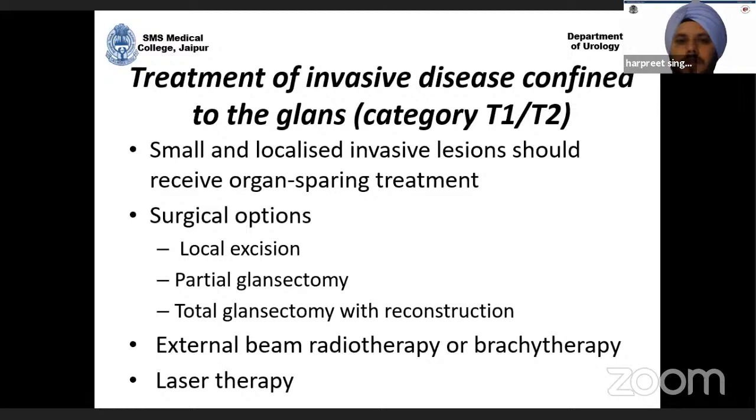Now the management of invasive disease that is confined to the glans. The small and localized invasive lesions should receive organ-sparing treatment. The surgical options are local excision, partial glansectomy, and total glansectomy with reconstruction. The other options are radiotherapy and laser therapy.